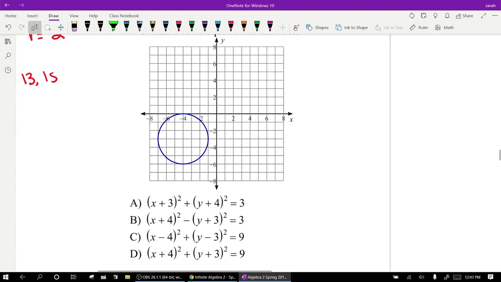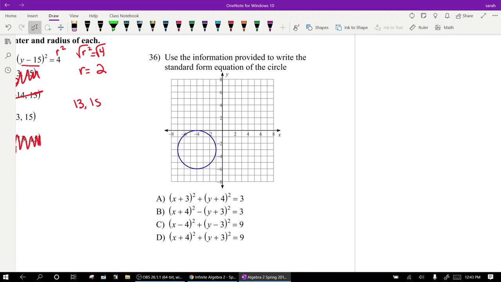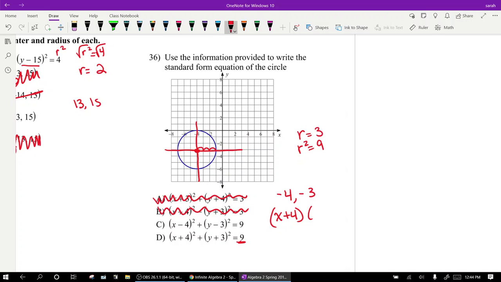All right, 36. Again, we're going to use the information provided and write the standard equation of a circle. So when I find the center of my circle, right here, I see that the radius is 1, 2, 3. So radius equals 3, but this is radius squared in my formula. So radius squared would equal 9. So I'm going to eliminate these two because they don't fit into my formula correctly. Now I just have to find my center. So I went over -4 and down -3. So it's going to be x plus 4 and y plus 3, which is D for number 36.